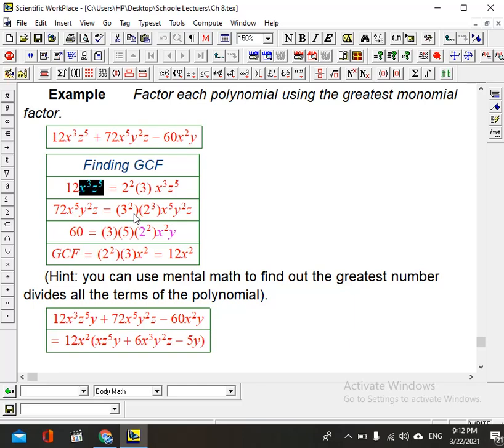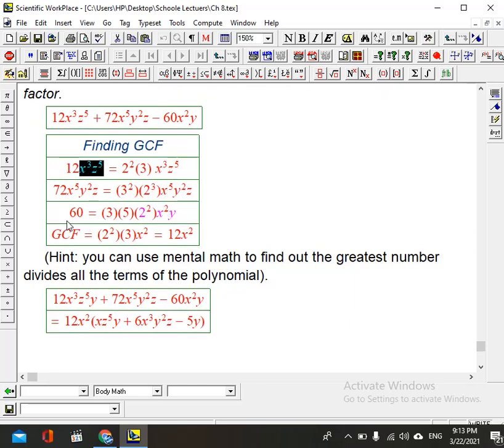I just need to deal with the numbers. 72 will be 9 times 8, and 9 will be 3 squared, 8 will be 2 cubed. So 3 squared times 2 cubed times these variables again. 60 will be 15 times 4, or 3 times 5 times 2 squared, times x squared y.